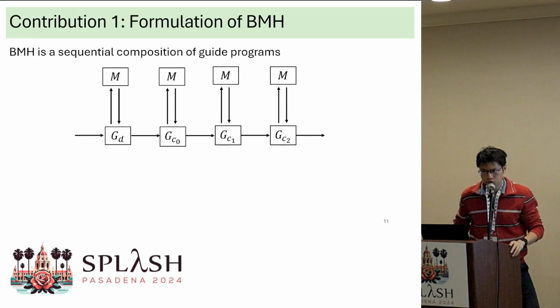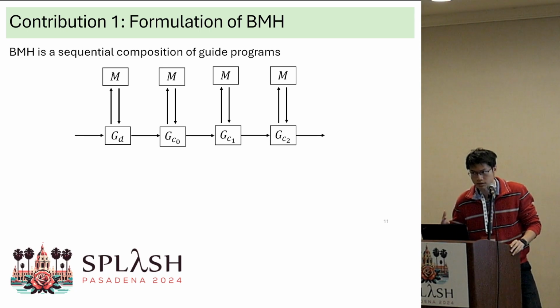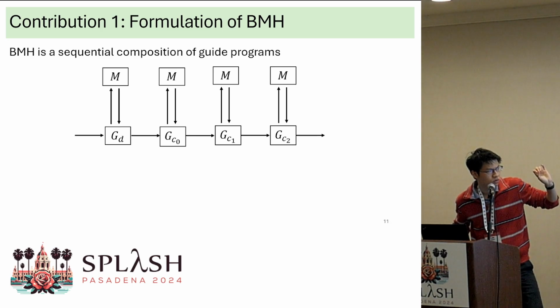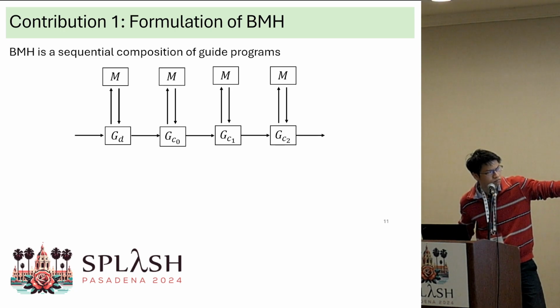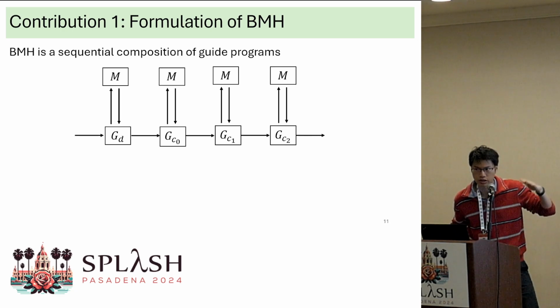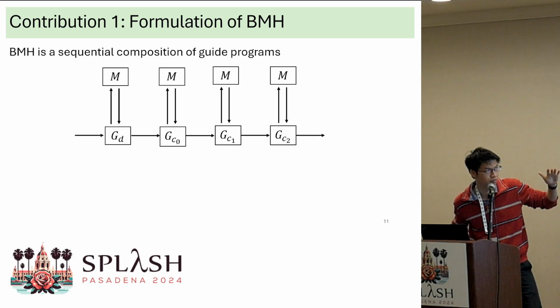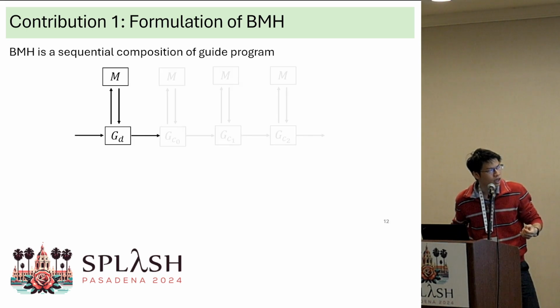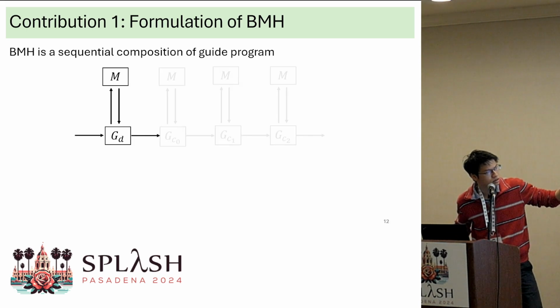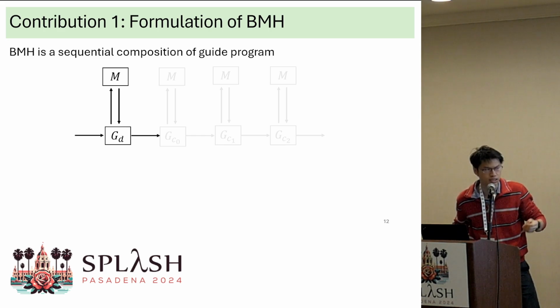So for our first contribution, we formulated BMH as a sequential composition of guide programs, as illustrated on the slide. For our example of Bayesian polynomial regression, because we have 4 blocks, we also have 4 guide programs in the bottom row, GD up to G of C2, and each guide communicates with the model program M. So this is the formulation we use to model BMH. And the communication between M and G is done by message passing.